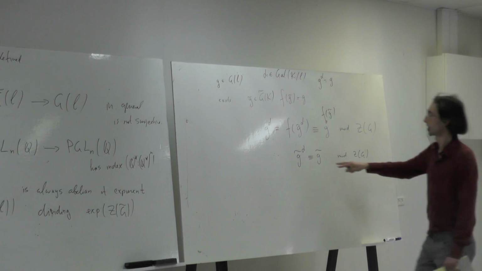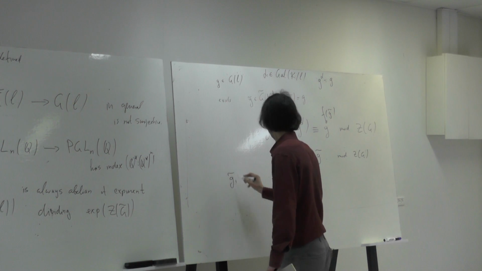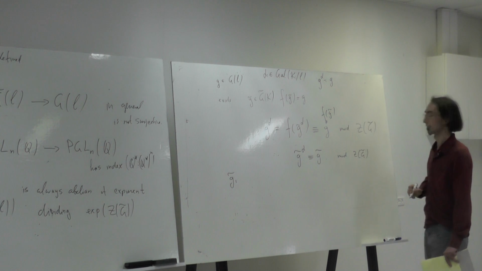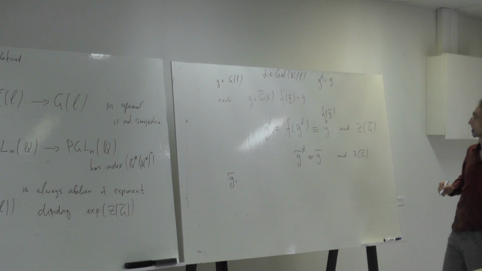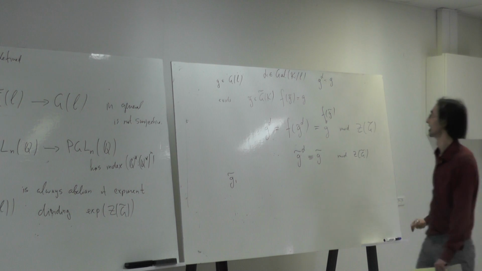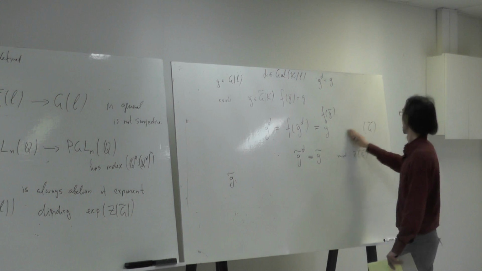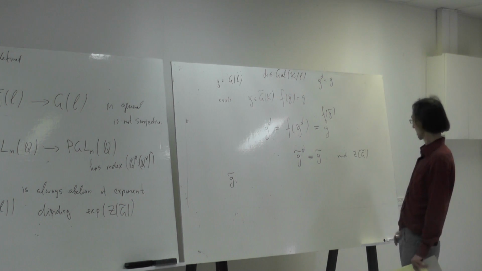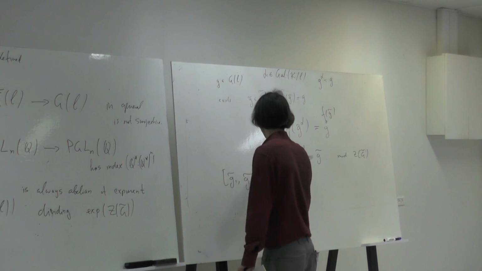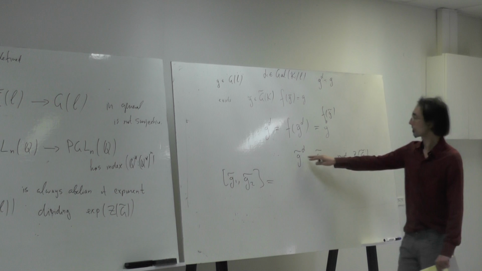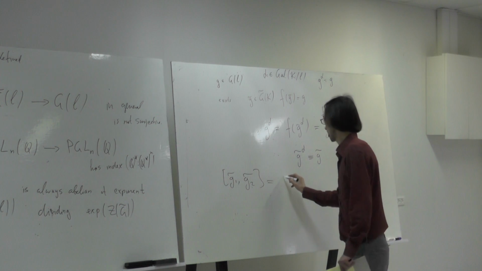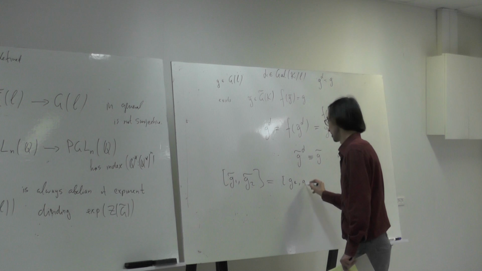But then if I take two of them, g1 and g2, and take their commutator, because each of them differs from the original g tilde by a central element, and central elements disappear in commutators, this is just the commutator of g1 tilde and g2 tilde.